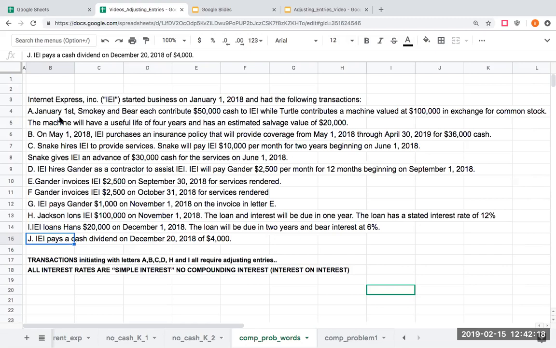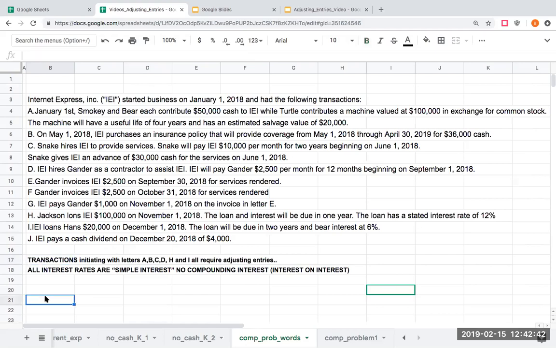So the first thing we're going to do here, and I'm telling you, is that the transactions that begin with letters A, B, C, D, H, and I all require entries. What that means is you would need to do an adjusting entry for each one of these items here. And again, if you've watched the previous 5 videos, this should hopefully give you a pretty decent clue.